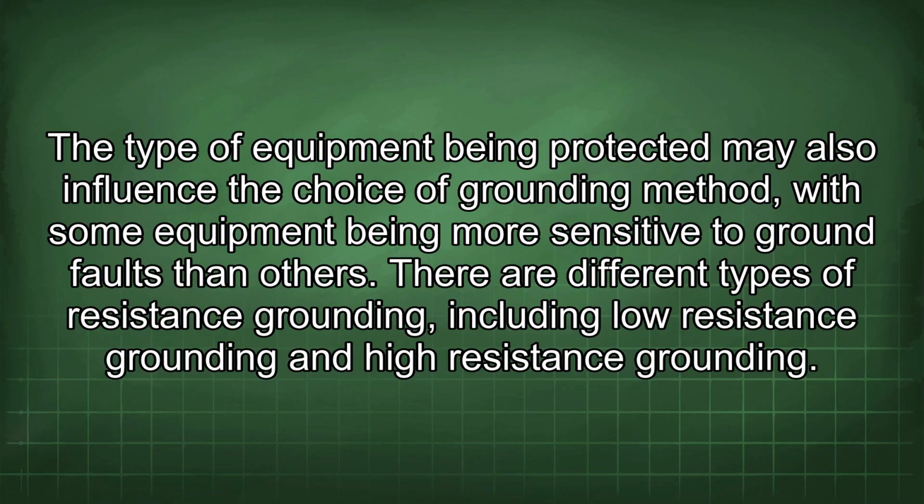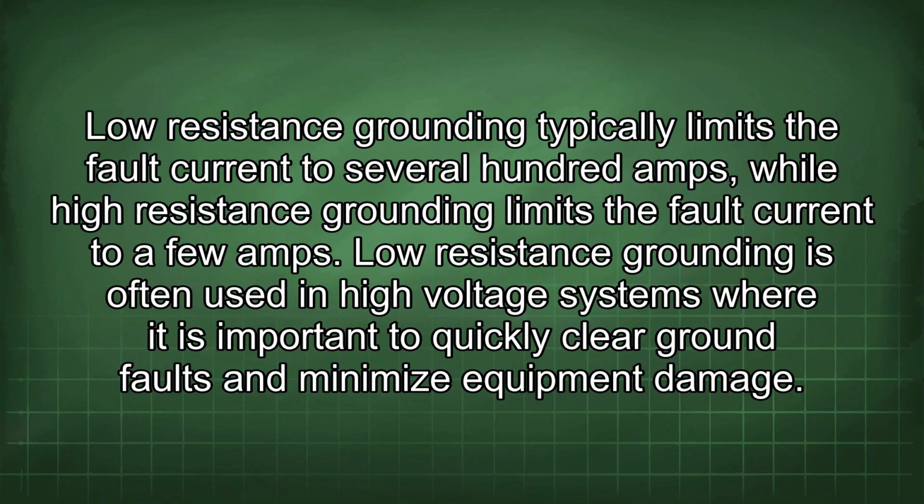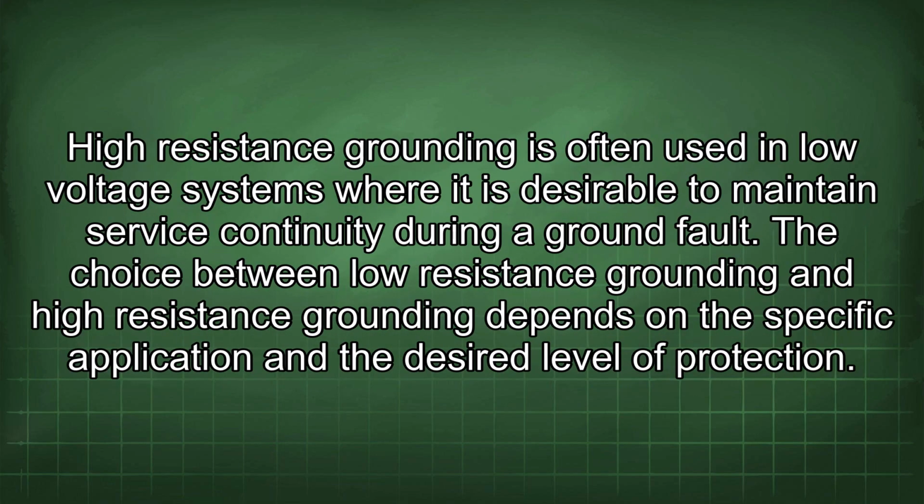There are different types of resistance grounding, including low resistance grounding and high resistance grounding. Low resistance grounding typically limits the fault current to several hundred amps, while high resistance grounding limits the fault current to a few amps. Low resistance grounding is often used in high voltage systems where it is important to quickly clear ground faults and minimize equipment damage. High resistance grounding is often used in low voltage systems where it is desirable to maintain service continuity during a ground fault. The choice between low resistance grounding and high resistance grounding depends on the specific application and the desired level of protection.